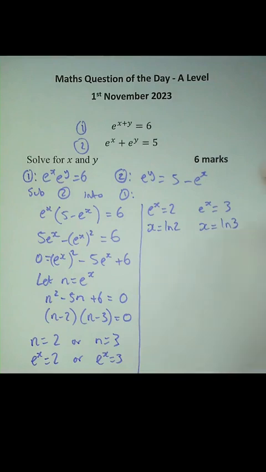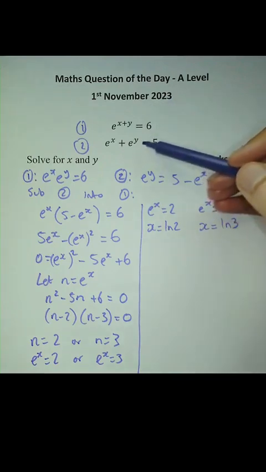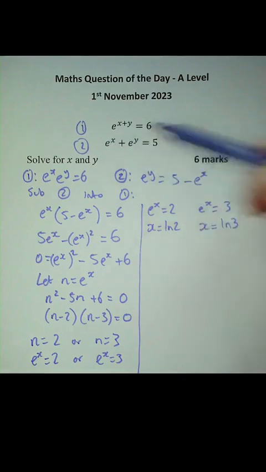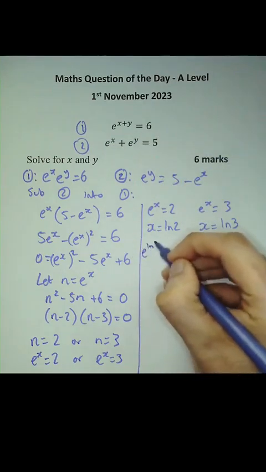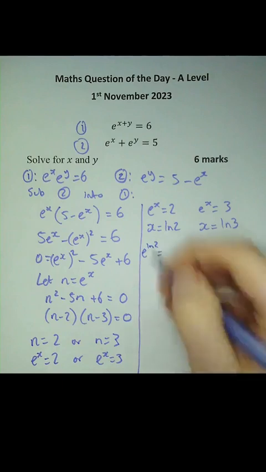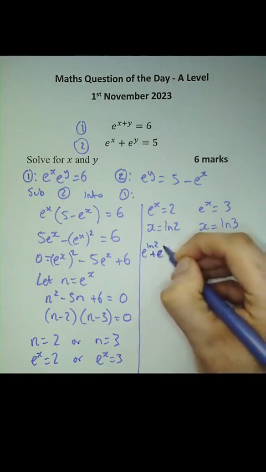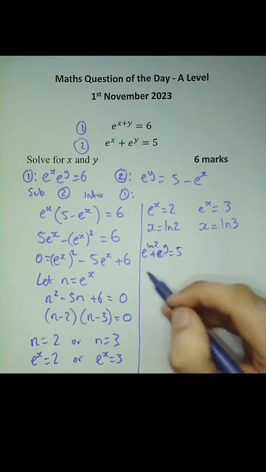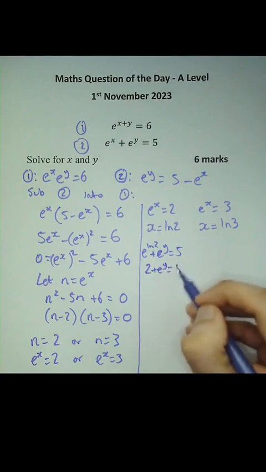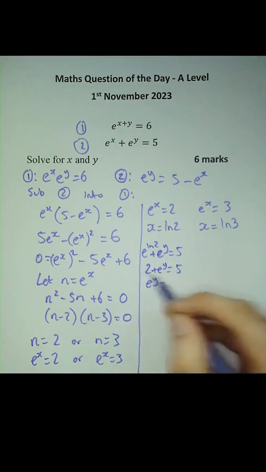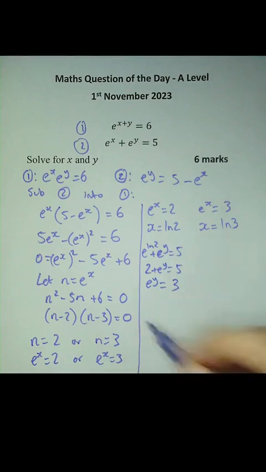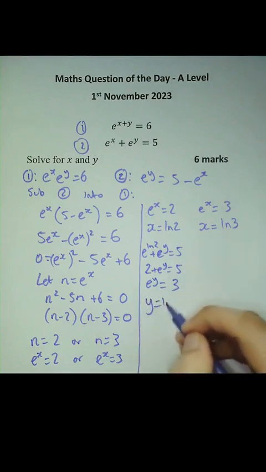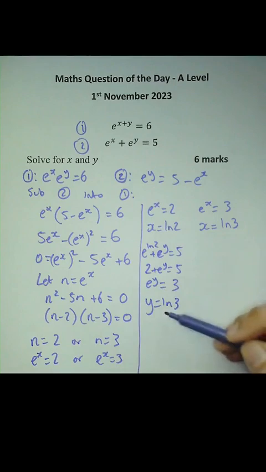Now, we're still not done. This is why we have to really earn that 6 marks. We still need y. And the easiest thing to do is to substitute into one of these. I'm going to go for equation 2, it's going to be a bit easier. So e to the x, that is e to the log 2, plus e to the y equals 5. e to the log 2, that cancels, so that is 2 plus e to the y equals 5. Well, then e to the y equals 5 minus 2, that is 3. And just like before, take logs of both sides to get y equals log 3. So for this solution, x is log 2, y is log 3.